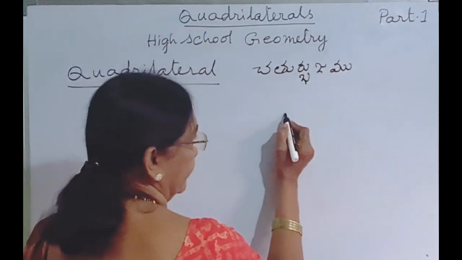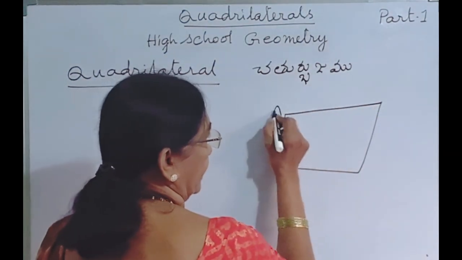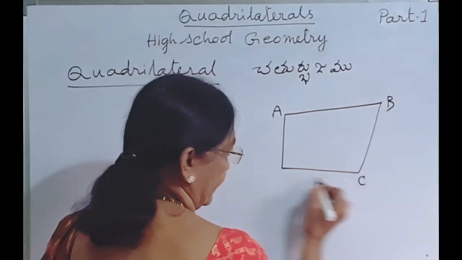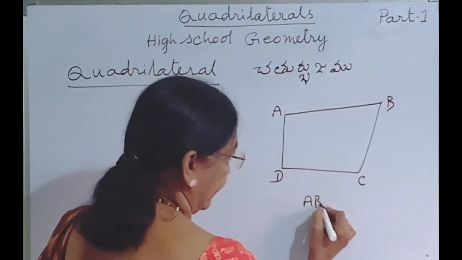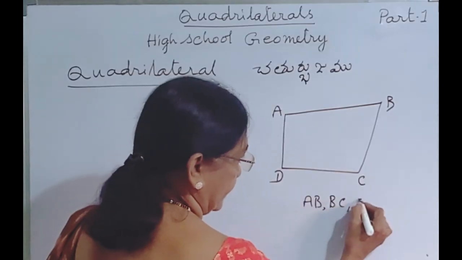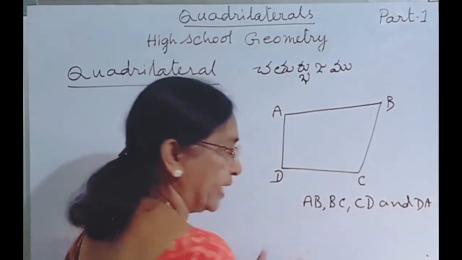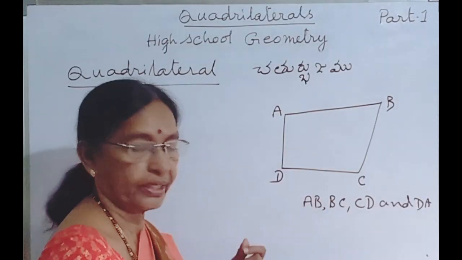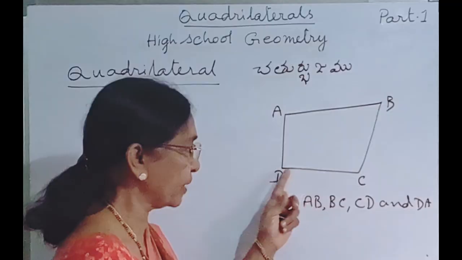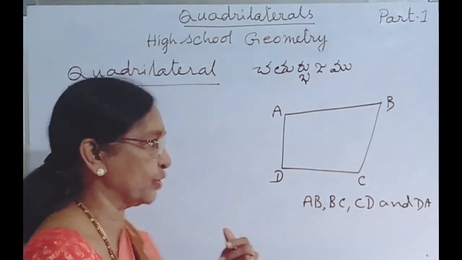For example, ABCD is a quadrilateral. This is formed by AB, BC, CD and DA. The line segments AB, BC, CD and DA, and it is a quadrilateral. Here the line segments are meeting only at their end points and it is a closed figure.